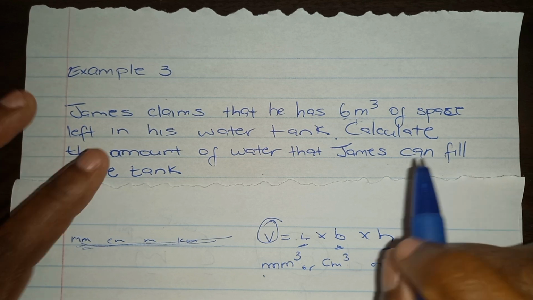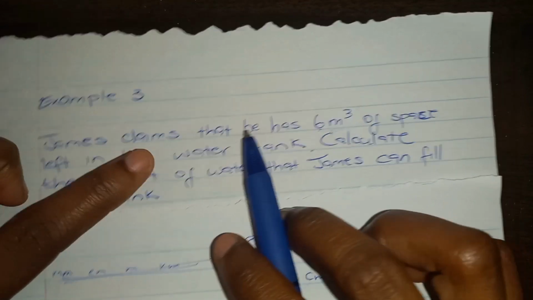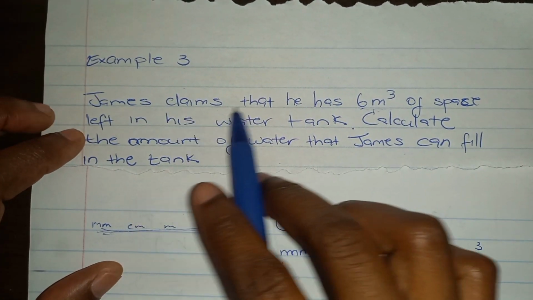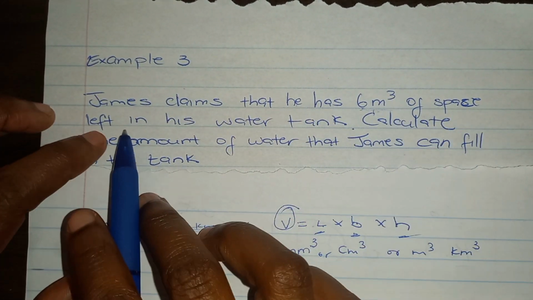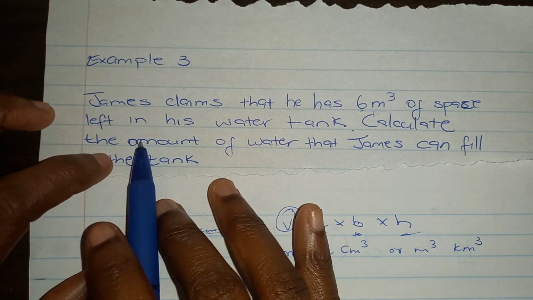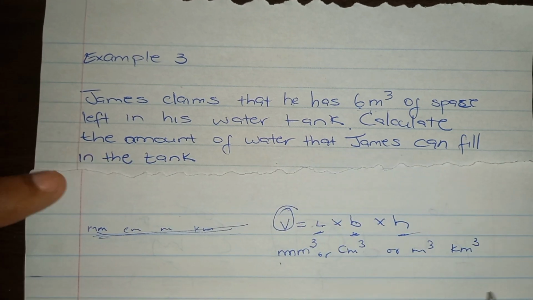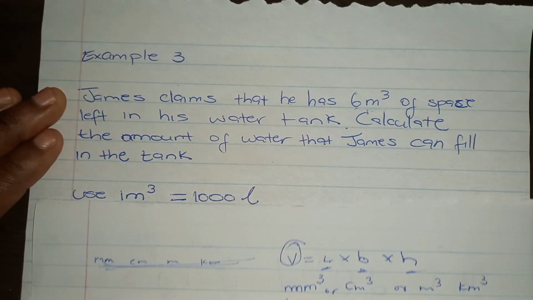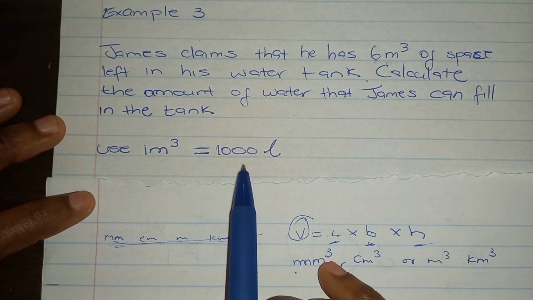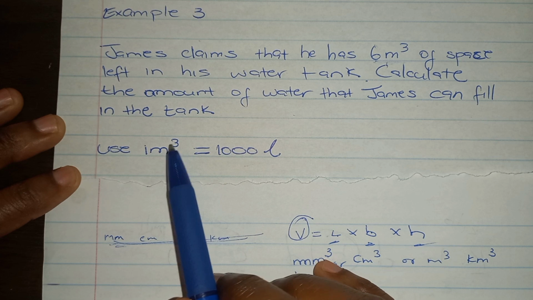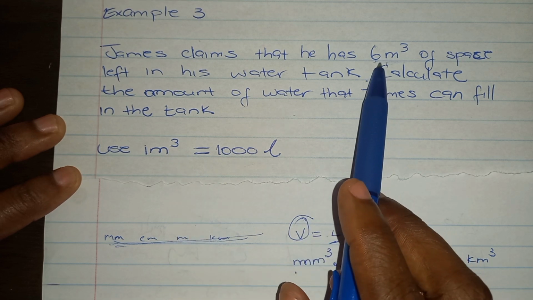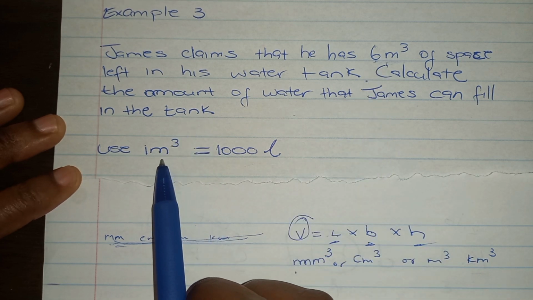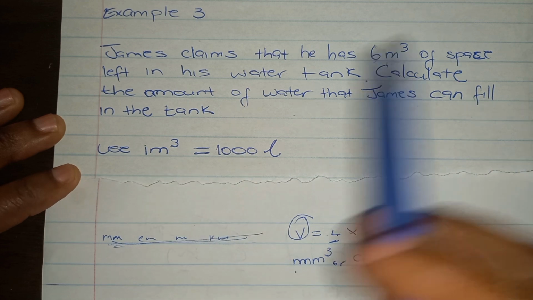Now we are talking about here. See, they didn't say the volume, they said that he claims he has 6 cubic meters of space left in his water tank. Calculate the amount of water that James can fill in the tank. So we have to know that this is actually volume, and therefore we can change it to liters, right? But this one is nice because we already have the volume. We don't have to calculate it, and sometimes it can give you length, breadth, and height, and then you have to start by calculating. So we'll get there at some point.